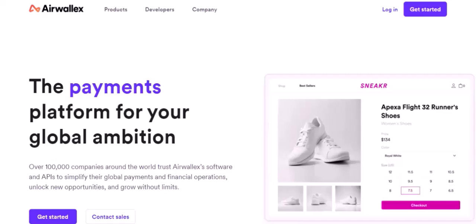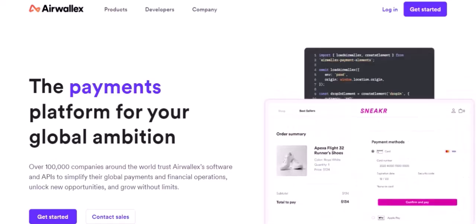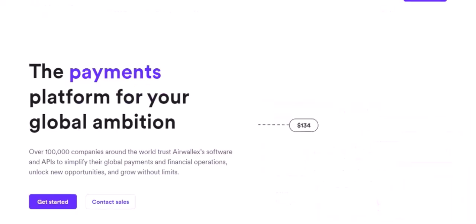Which currencies does Airwallex support? So, let's get to the heart of the matter. Which currencies does Airwallex support?